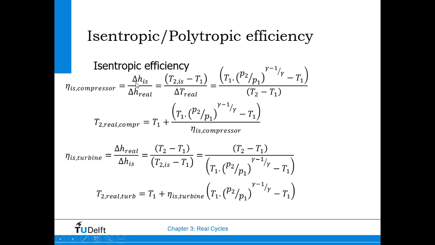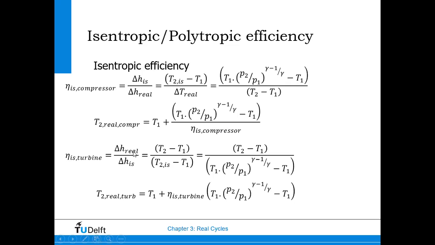Well, we assume in this case that the Cp is constant, so the delta H can be replaced by the difference in the temperature. So the difference in the temperature is T2 isentropic minus T1, divided by T2 minus T1. For the T2 isentropic, we know the famous relationship, the adiabatic compression relationship. If you work it out, normally you're interested in the exit temperature of the compressor, the real exit temperature. That can be calculated if you reshape this a little bit, like T1 plus this expression.